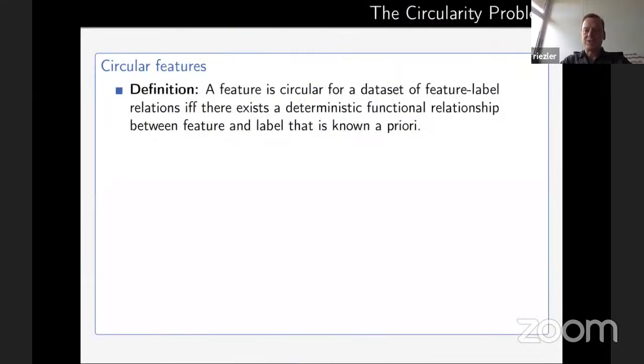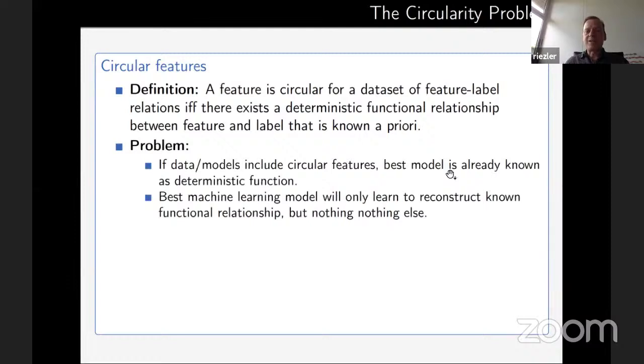So what is a circular feature? A feature can be considered circular for a data set if there exists a deterministic functional relationship between the feature and label that is known a priori. So what does that mean? If we have such a relation between a feature and a label that is known a priori, then the best model is already known. It's the deterministic function. And even if we apply machine learning, all that will happen is our machine learning model will reconstruct this functional relationship, but nothing else.